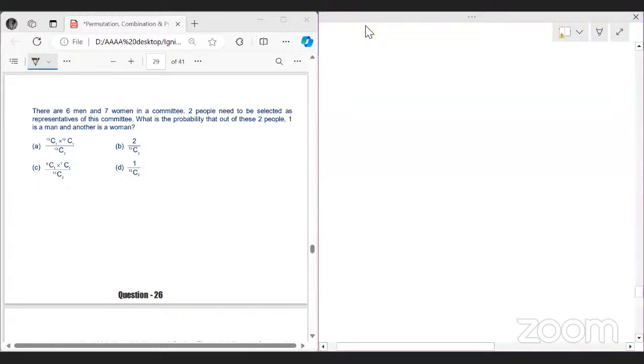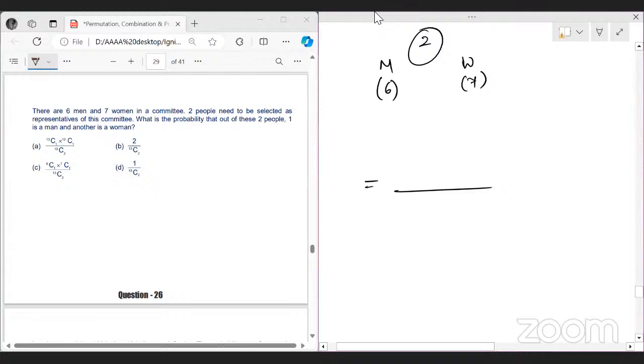How many are men out of this? 6 men. How many are women? Women are 7. 2 people need to be selected as representatives of this community. What is the probability that out of these 2 people, one is a man and another is a woman? You need to pick 2 people. Tell me what is the total number of outcomes?